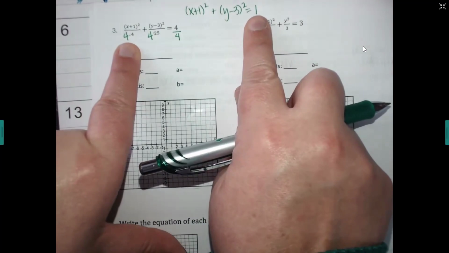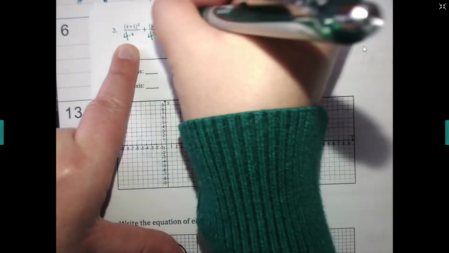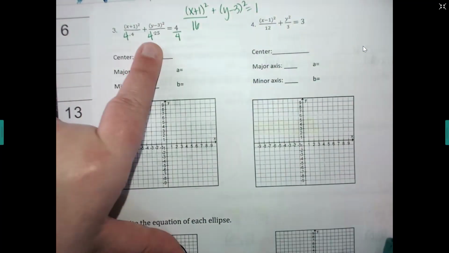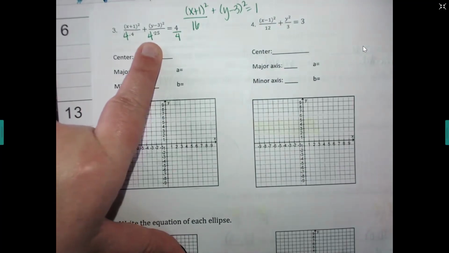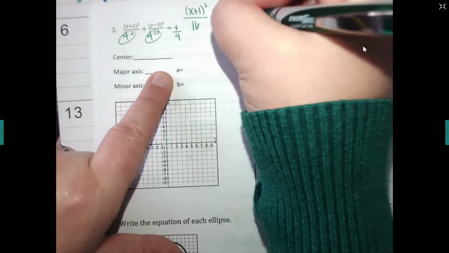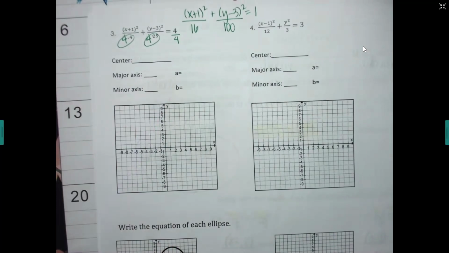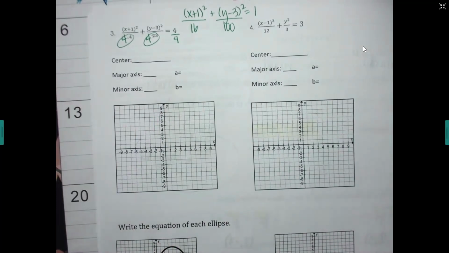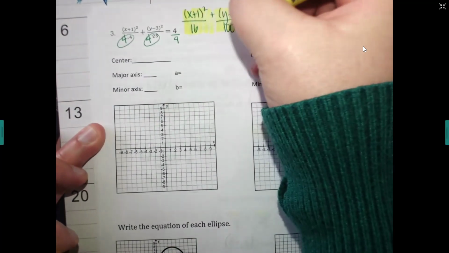But what is this bottom going to be if it was already a 4 and now there's another 4 down there? 4 times 4 is 16. And then this had a 25 on the bottom, times it by 4. Now what is it? 100. Okay, so if you don't see an equals 1, you're going to have to fix it, then do all the same steps. So I'm looking for my center. Okay, here's my new equation now that it's solved properly.